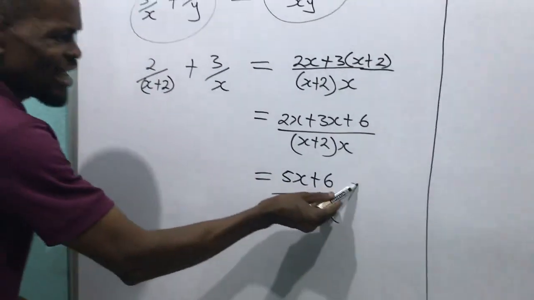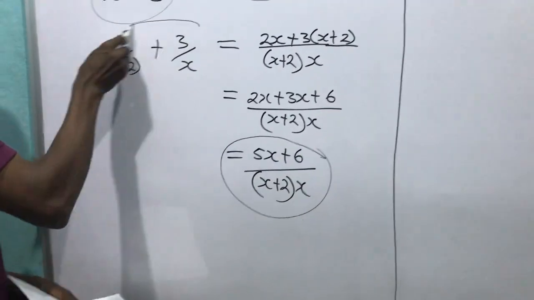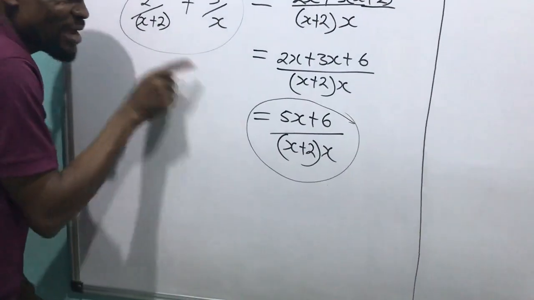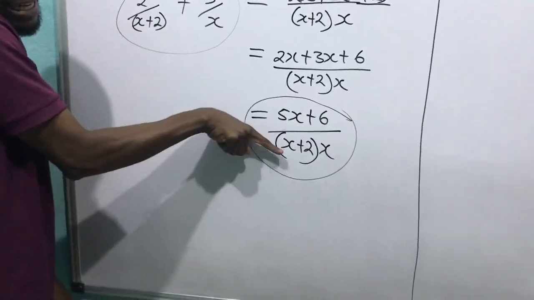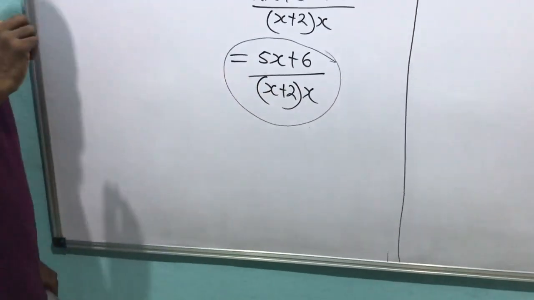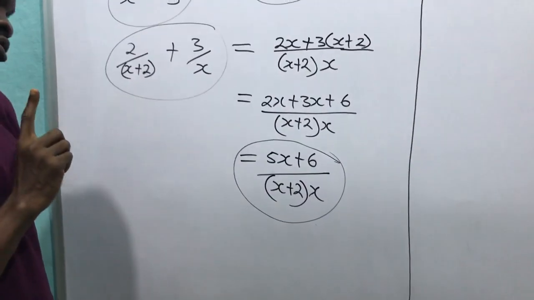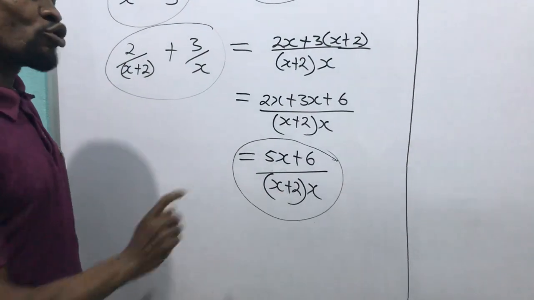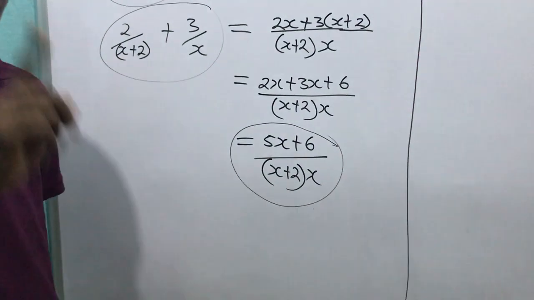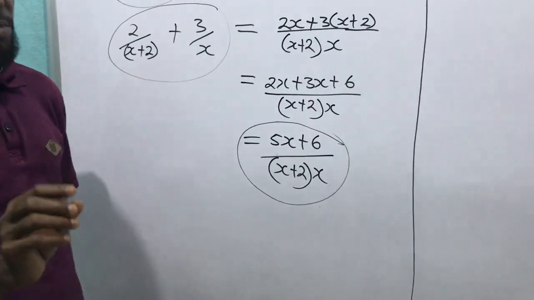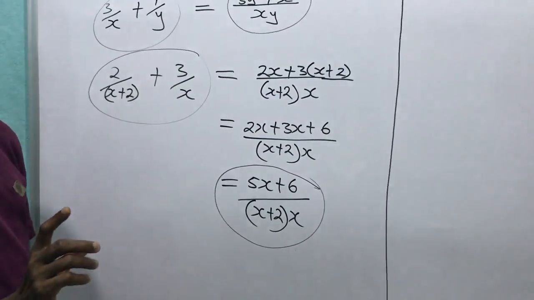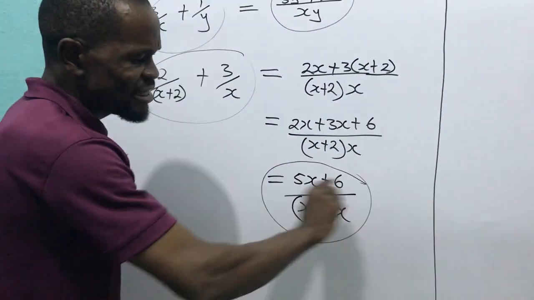From this now, look at my compound fraction. Look at the partial fractions that made it. I can ascertain the denominators. Looking at this compound fraction, I can say that for one of the fractions that made it, the denominator is x plus 2, and for the second, the denominator is x. So we can ascertain the denominators of the partial fractions from the compound fraction given to us, but we can't ascertain the numerators.